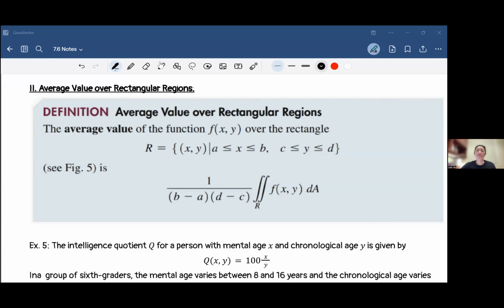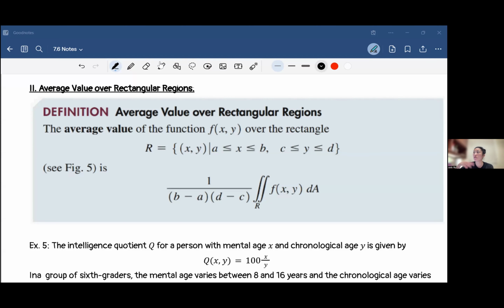Hi folks, welcome to the second part of the 7.6 video in which we're looking at double integrals over rectangular regions. And in this part, we're going to take a look at two specific applications of it. The first one is going to be average value, and the second one will be volume.